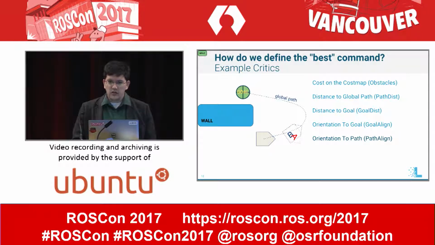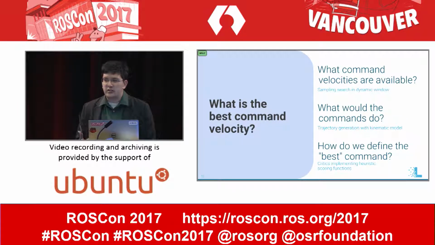So these are all the core pieces of what's going on in ROS navigation local planning today. We have, for what command velocities are available, the sampling search that we do within the robot's dynamic window. For what the commands would do, we have our forward kinematic model. And then for what the best command is, we have a number of different heuristic trajectory critics that we add together in the end. But what I presented here is one specific way to do local planning. And if you want to do something different, it's a little difficult. So now let's take a look at what ROS navigation is doing today.